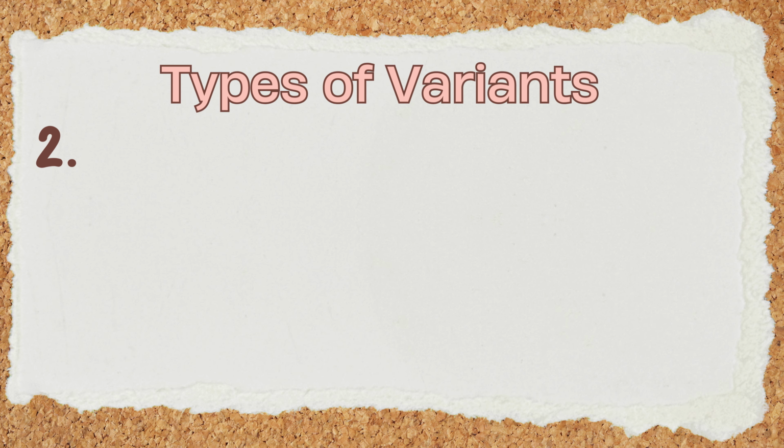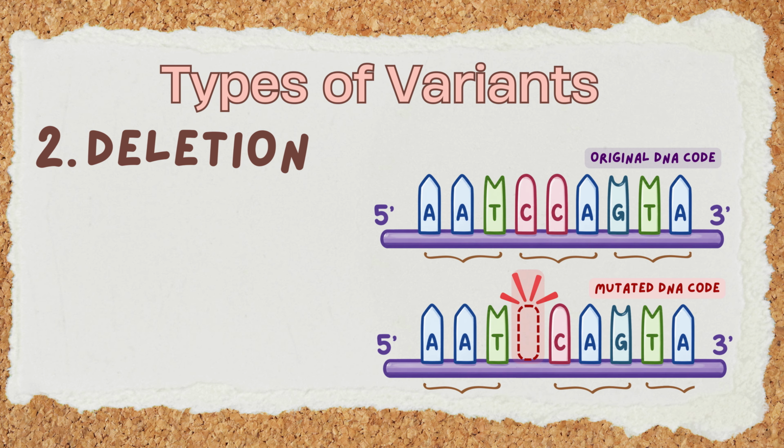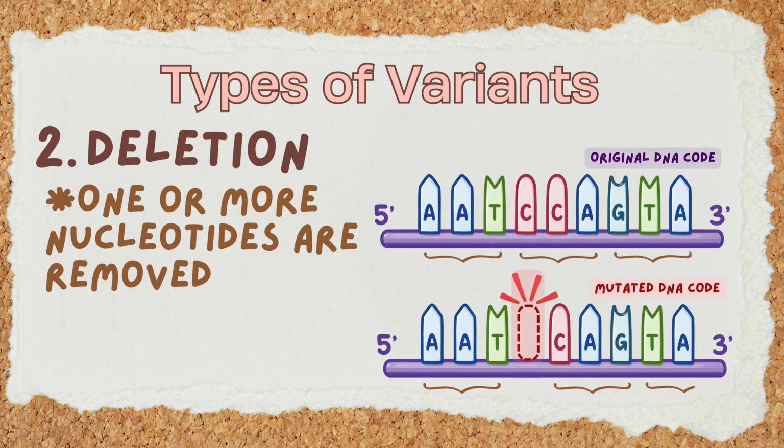The next type of variant is a deletion. A deletion means that one or more nucleotides are removed. For example, c.7_8delTG denotes the deletion of a T and a G nucleotide from positions 7 and 8 in the sequence.